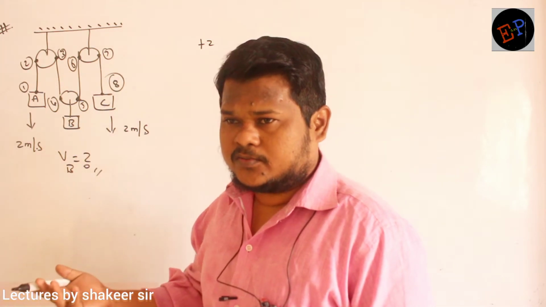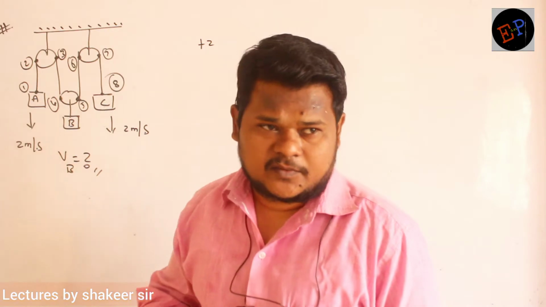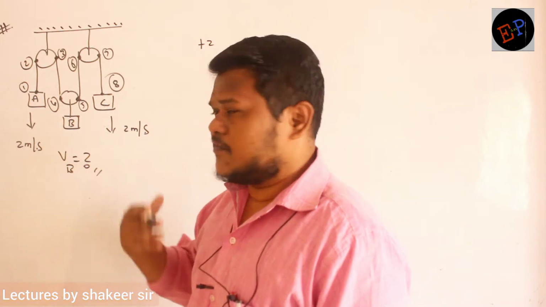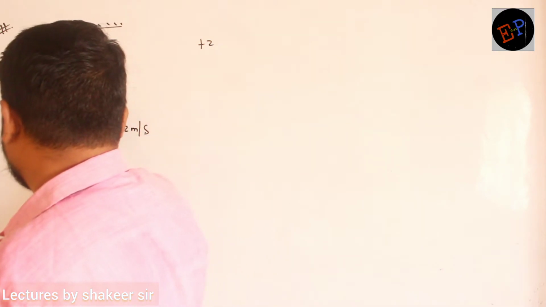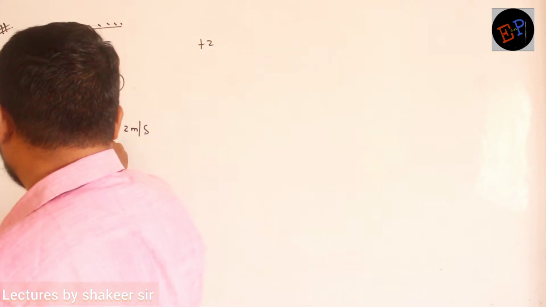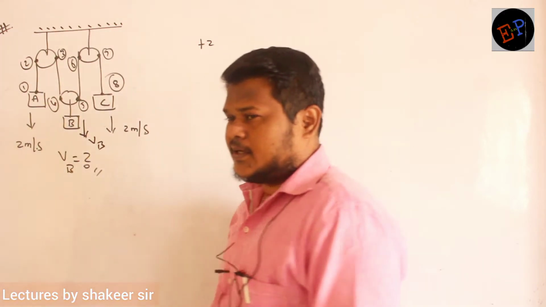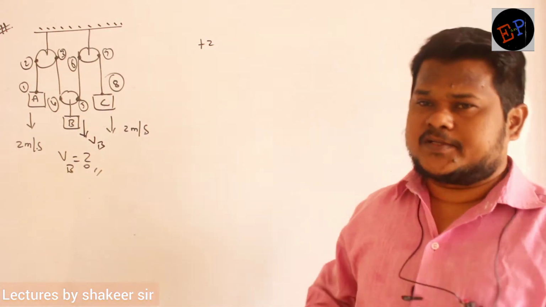Block B velocity, I don't know. I don't know whether it is moving upwards or downwards. So I will assume some velocity. So what I will do? I will assume let the velocity of block B is coming downwards. Clear now? I will assume block B is going downwards.